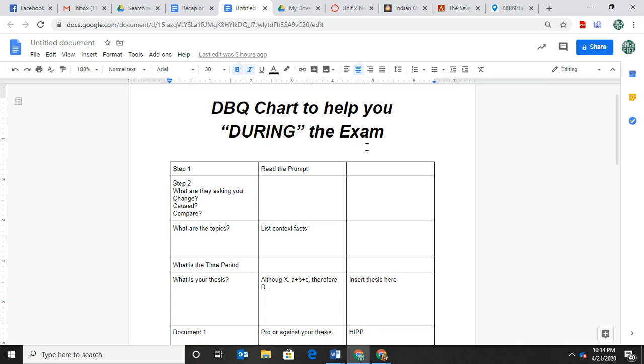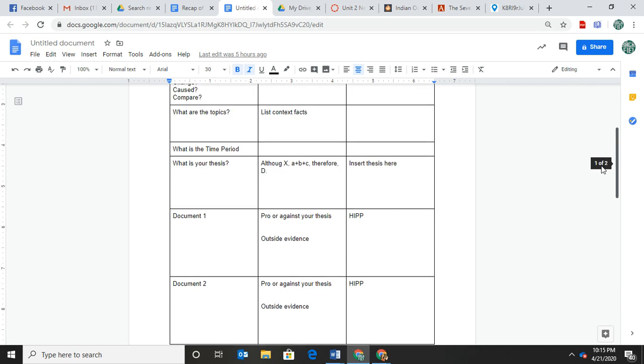I'm going to give you a chart to have out during your exam if you want to. So step one is going to say, read the prompt. Step two, what are they asking you? And here you can circle some things. What are the topics? And then I'm going to have a spot for you to jot down facts. What is the time period? 1200 to 1450, etc. So this is a work in progress for me.